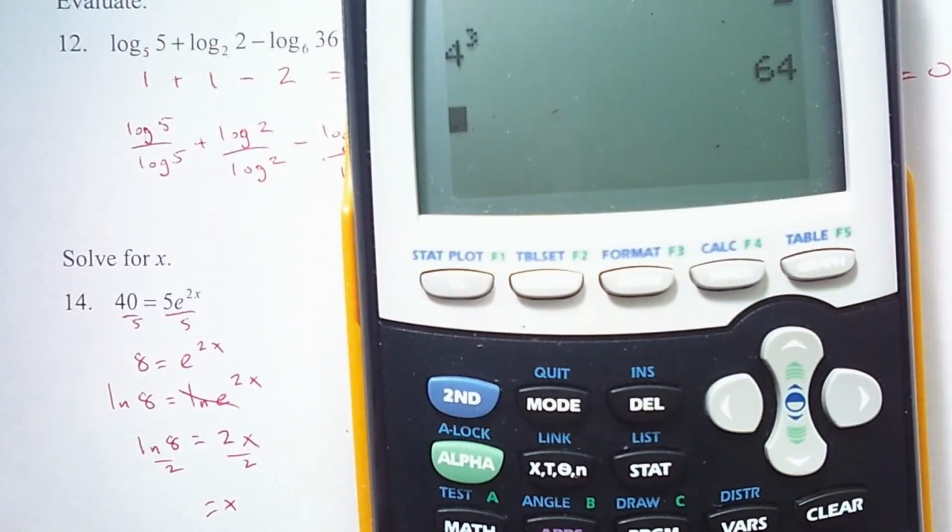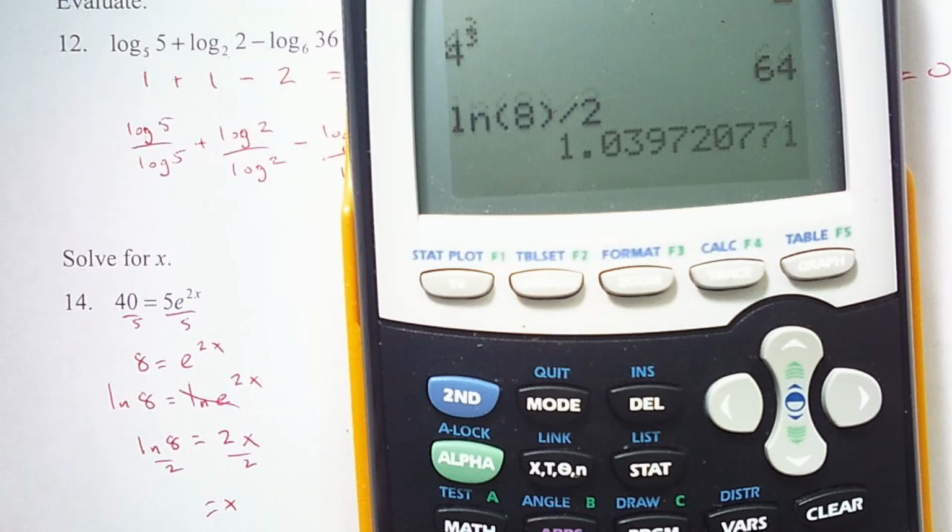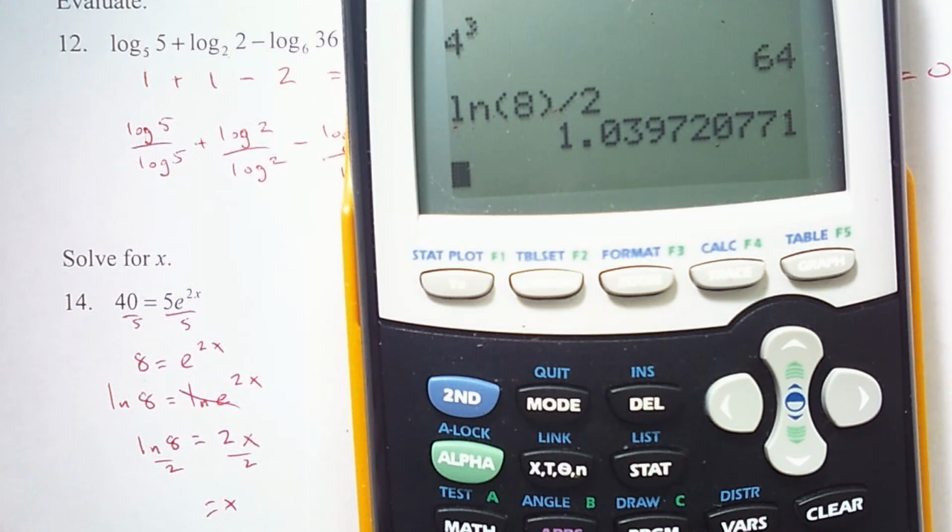Okay, so now natural log 8 divided by 2, 1.04.